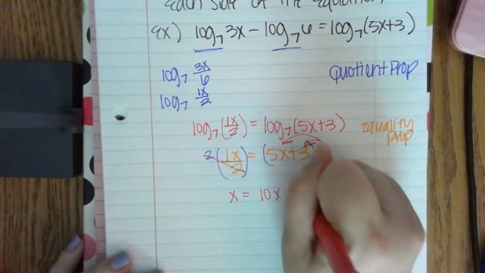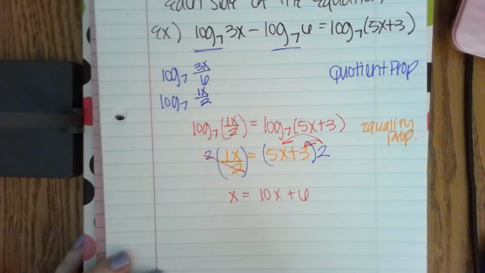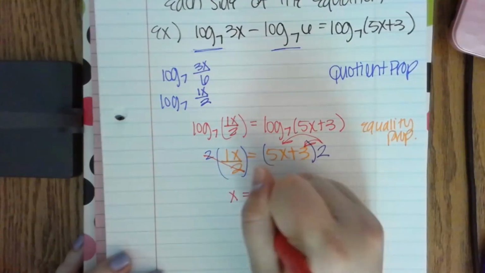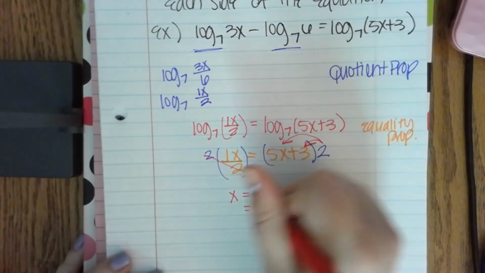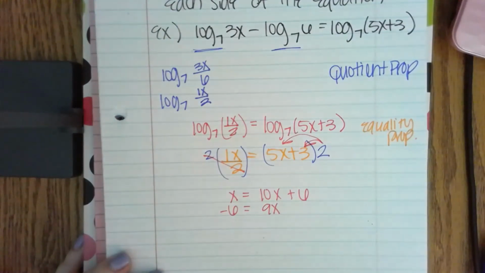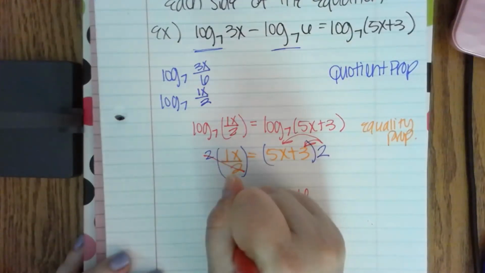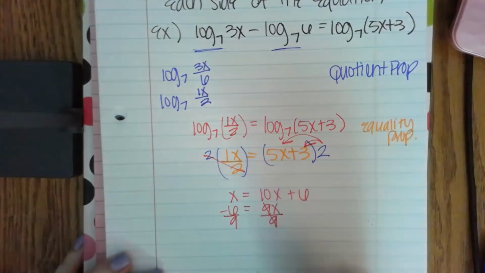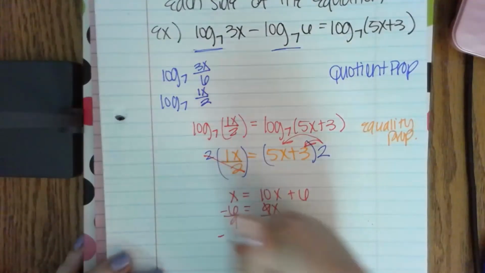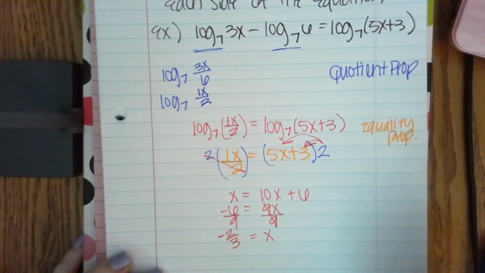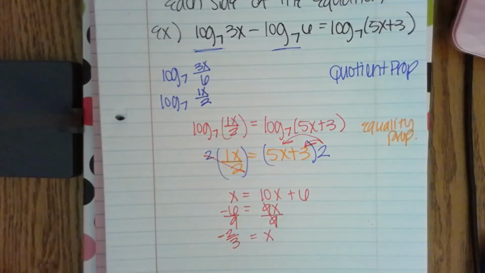10x plus 6. My x is on the same side, so I'm going to subtract this x over, which is going to give me 9x, and then I'm going to subtract this 6 over and give me -6. And then we can divide by 9 and then simplify. That is going to be -2/3.